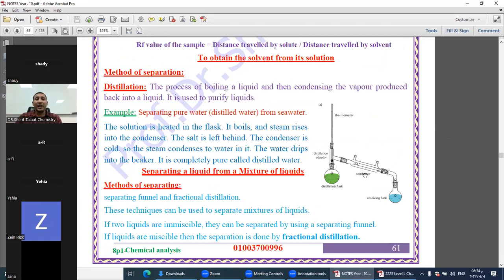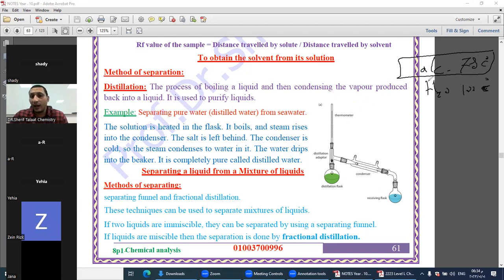After that, distillation. Distillation depends on different boiling points. For example, if we have alcohol and water, the boiling point of alcohol is 78 degrees Celsius and the boiling point of water is 100 degrees Celsius. This means that alcohol is more volatile. What is meant by volatile? Closer to boil at room temperature. Okay, this is right. So the more volatile, the lower the boiling point.